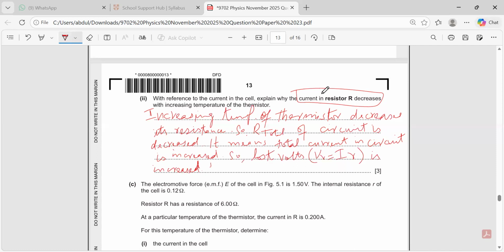So the terminal potential difference, better to write, terminal potential difference decreases, decreasing current in R.